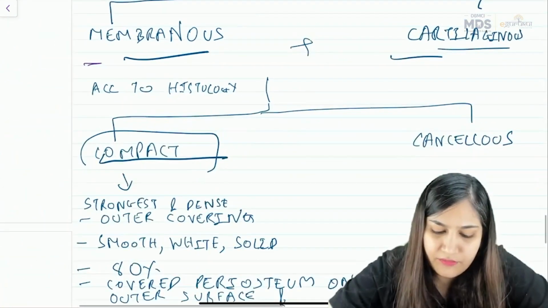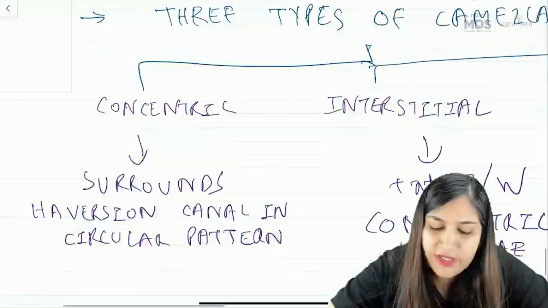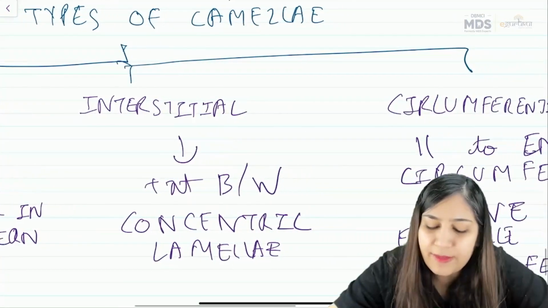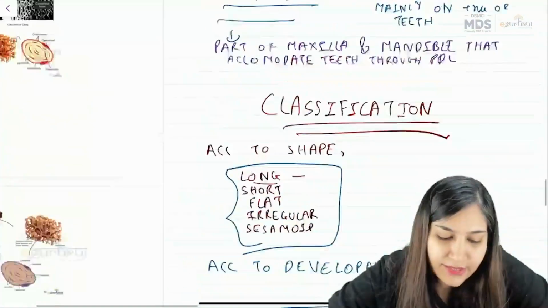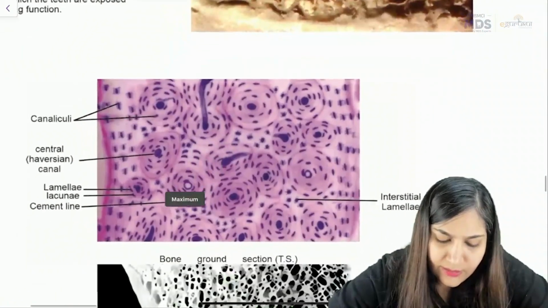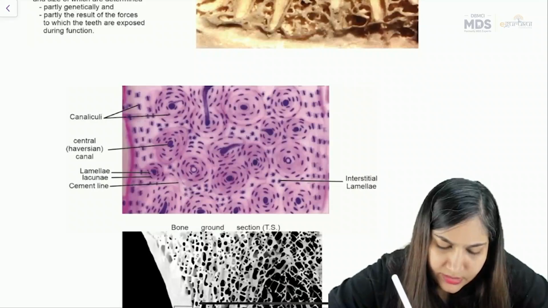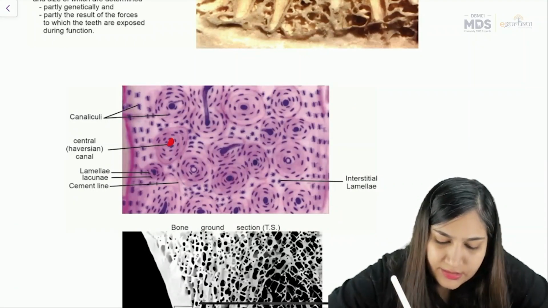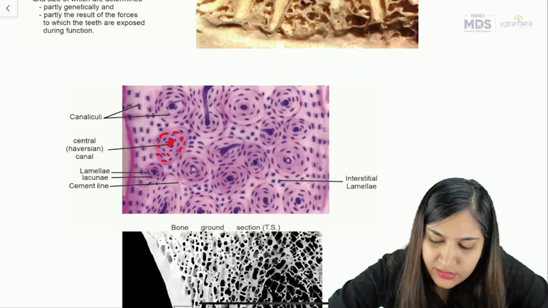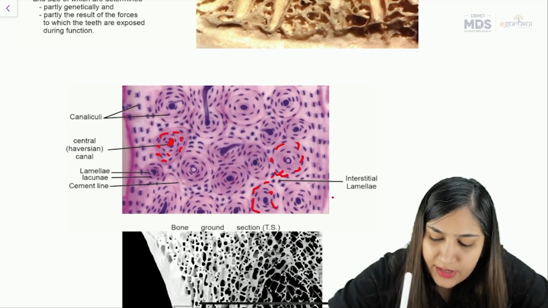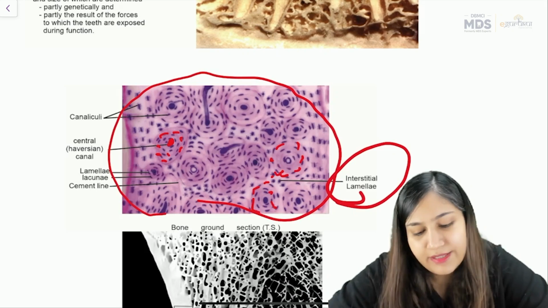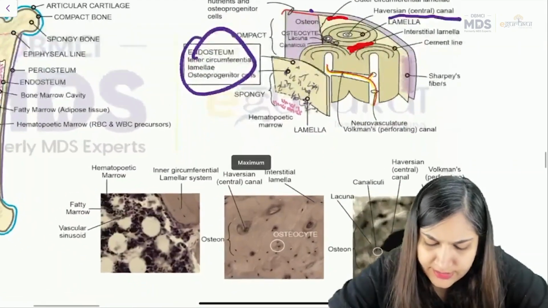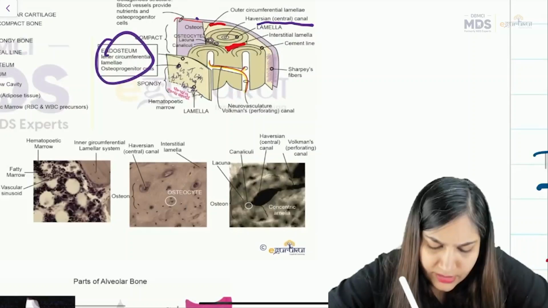Then we have interstitial lamellae here in between. So we have seen the diagram also: Haversian canal, concentric lamellae, circumferential lamellae and interstitial lamellae. Interstitial are present between two concentric lamellae. In this diagram also you can appreciate this central Haversian canal surrounded by concentric lamellae, and in between two concentric lamellae is our interstitial lamellae. Surrounding both we will have circumferential lamellae. This is the osteon here.